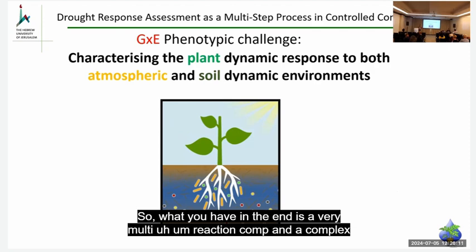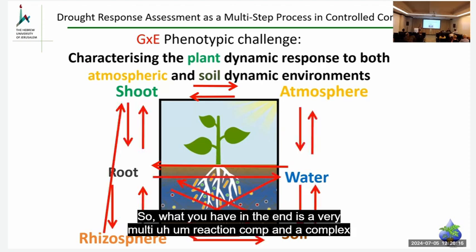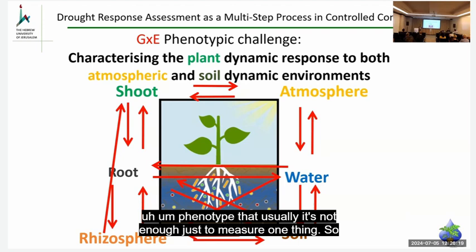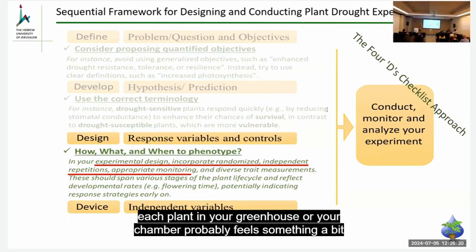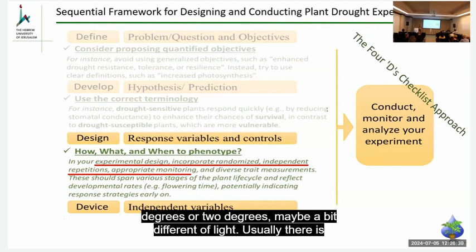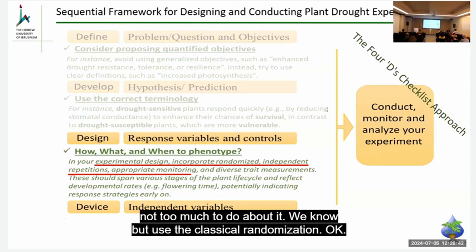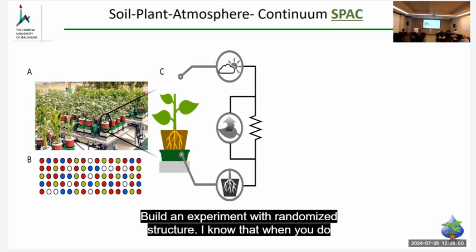So what you have in the end is a very multi-reaction and a complex phenotype that usually it's not enough just to measure one thing. So when we ask for the design, first of all, you must remember that each plant in your greenhouse or your chamber probably feels something a bit different. It could be a different temperature, a bit. It could be 1 degree or 2 degrees, maybe a bit different light. Usually there is not too much to do about it, we know, but use the classical randomization, okay? Build an experiment with randomized structure.